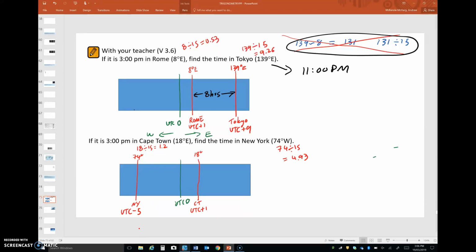So we can see that the time difference between these two places, we're going to add though that -5 and 1 here. So it's actually 6 hours between these two. Okay, so it's 3 p.m. in Cape Town. New York is 6 hours behind that, so we're going to go back 6 hours, which will give us 9 a.m.